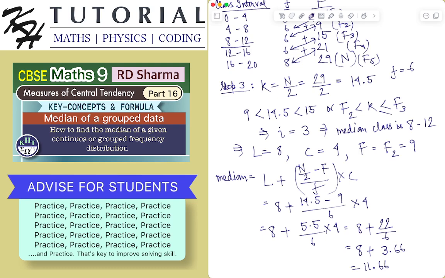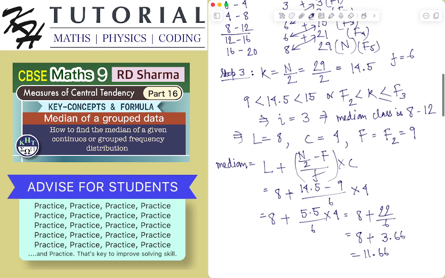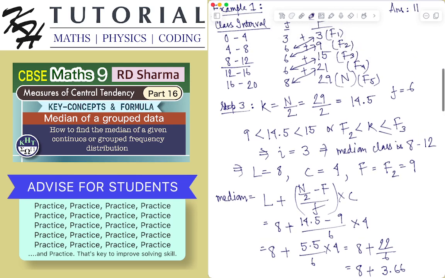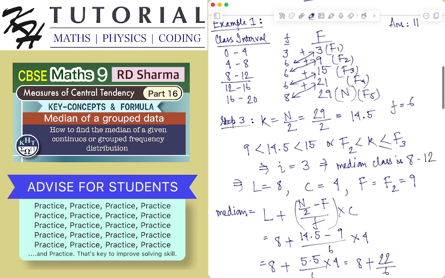By 6, which is 3.66. Yes, I think my answer is correct. 11.66. Maybe approximately the answer is given to be 11. Anyway, I hope you got the idea how I am finding the median for a given grouped data.